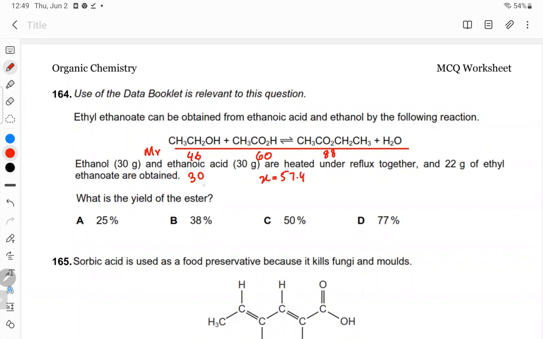Okay, so this is indicating no. How? Let me check. 30 times 60 divided by 46. Isn't it 39.13? It's 39.13. So it means, see over here, for 30 grams of ethanol, we need 39.14 gram of ethanoic acid.